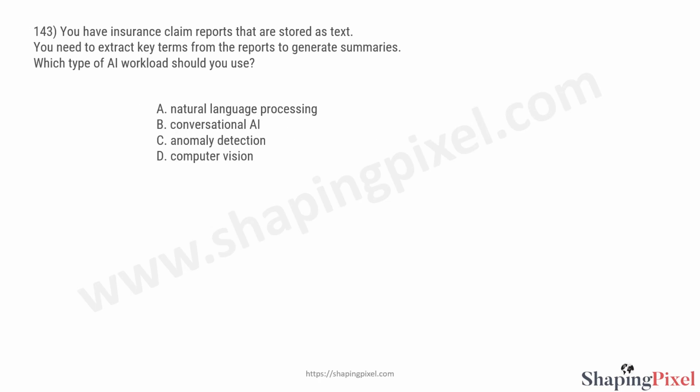So question number 143. You have insurance claim reports that are stored as text. You need to extract key terms from the reports to generate summaries. Which type of AI workload should you use? And we have the following four options: NLP, natural language processing; conversational AI; anomaly detection; computer vision. So the right option here is option A, NLP, natural language processing.